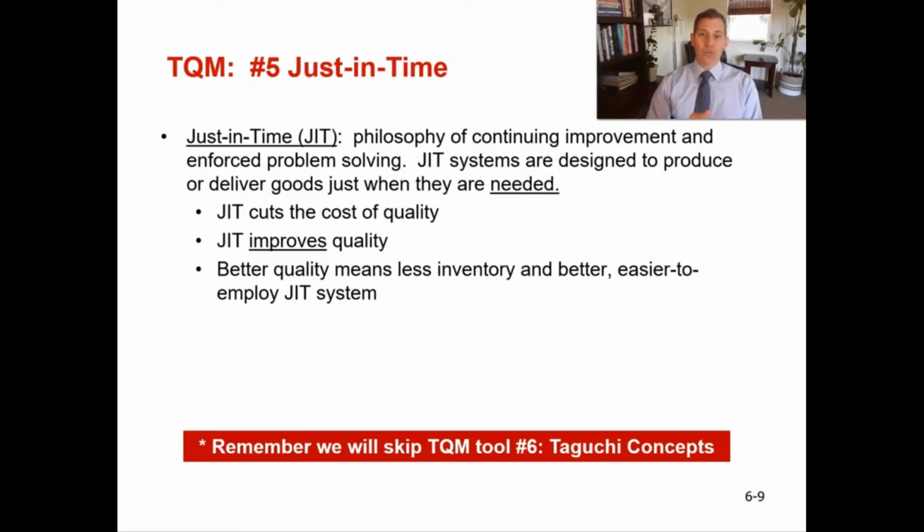So when you implement a JIT type system, these are designed to produce or deliver goods right when they're needed, and you're going to start having issues, okay? JIT will cut the cost of quality, it improves quality, and better quality means less inventory and better, easier to employ just-in-time systems. So let me give you an example of why reducing inventory can help to improve your quality.